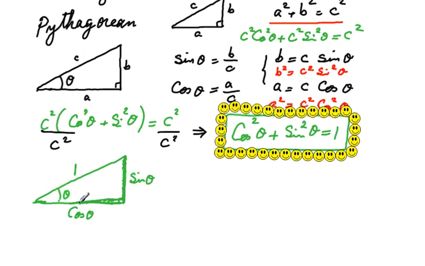So now you have a right triangle. The length of each side is given to you. You can write the Pythagorean Theorem. Square of this plus square of that is square of hypotenuse. So I have cosine square of theta plus sine square of theta is equal to 1. Same thing.